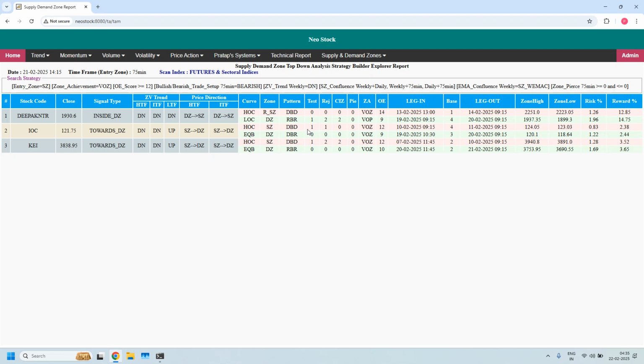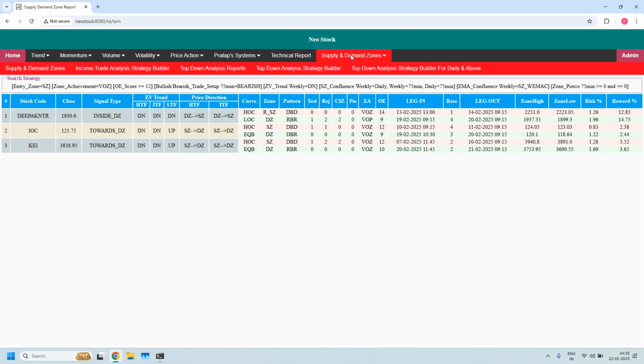That is the reason why some of these supply zones are already tested and prices are moving towards the demand zone. So this is a bearish trade setup for weekly income trade. Next, we will look into daily income trade bullish and bearish trade setups.